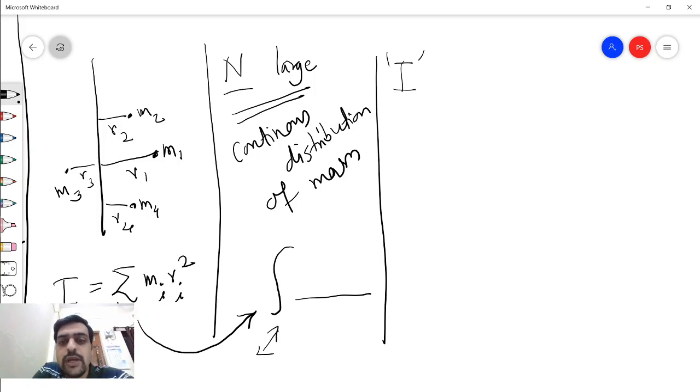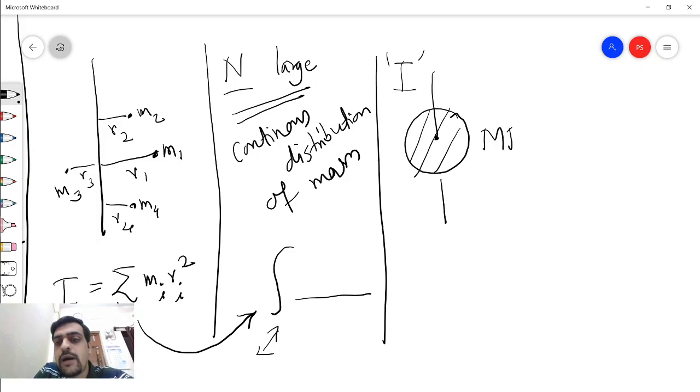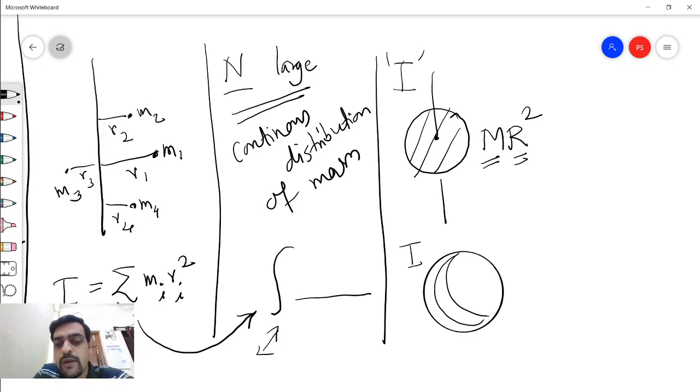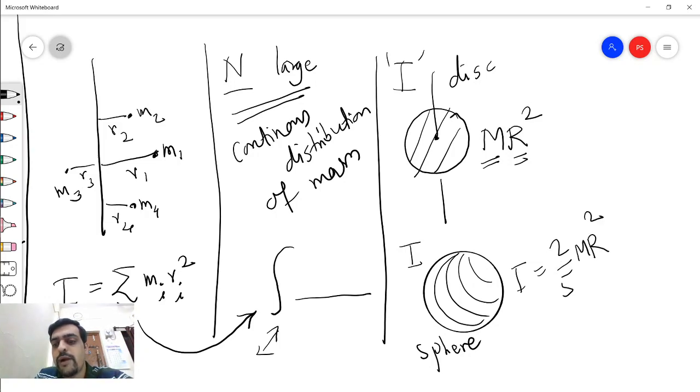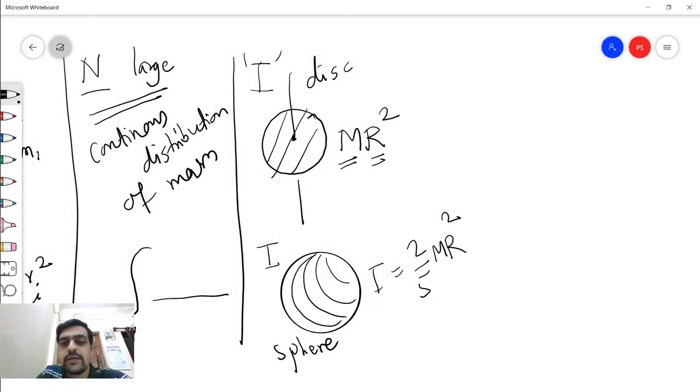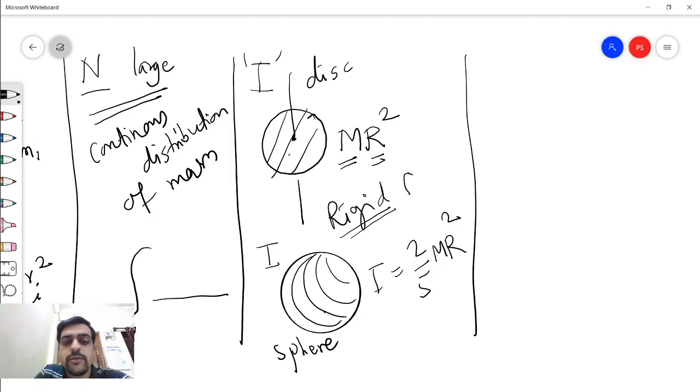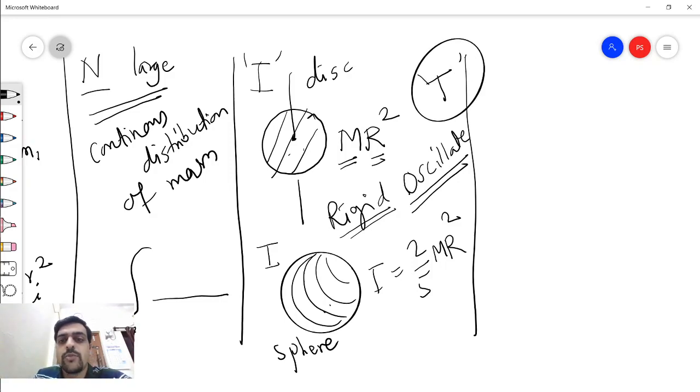Just for an example, we know that the moment of inertia of a disk about an axis passing through its center is just m r squared, where m is its mass and r is its radius. Similarly, the moment of inertia of a sphere is 2 by 5 m r squared. So we have already learned all these formulae. Now why are we discussing this? Because all these bodies are rigid and they are able to oscillate. Since all these bodies have different shapes and sizes, their time periods are going to differ and they will mostly depend upon the moment of inertia of the structures.